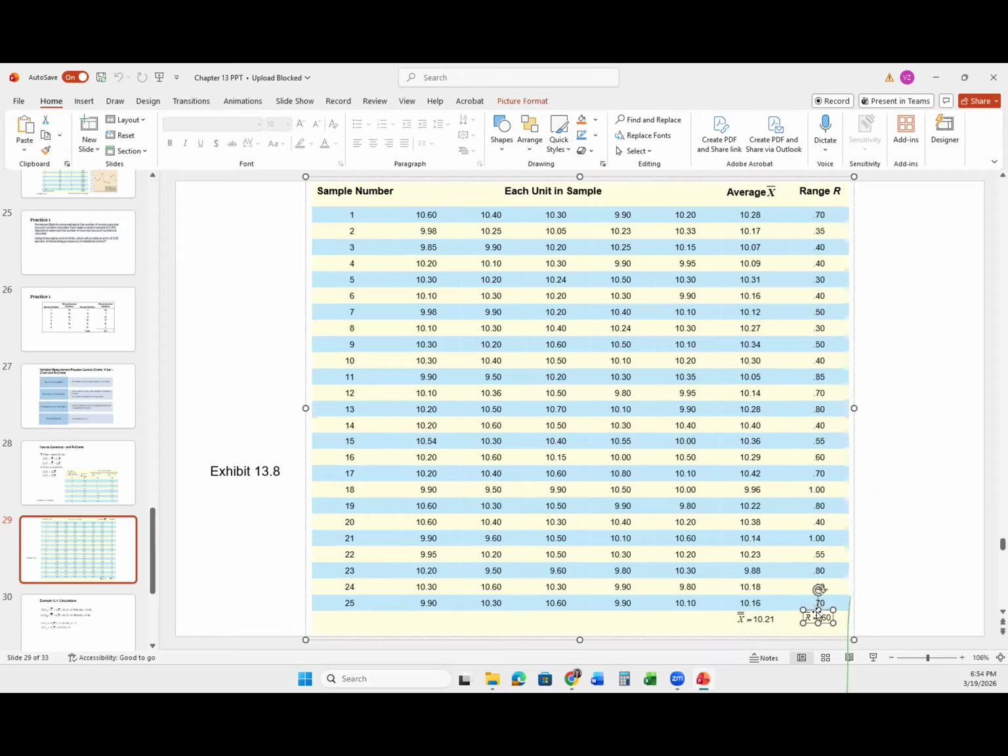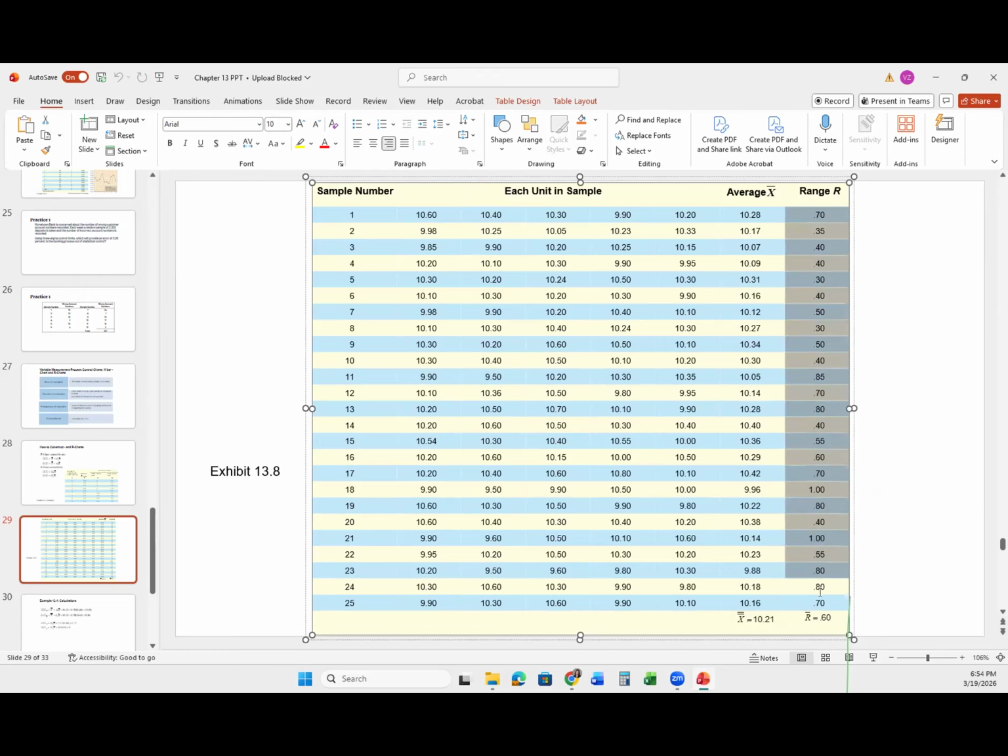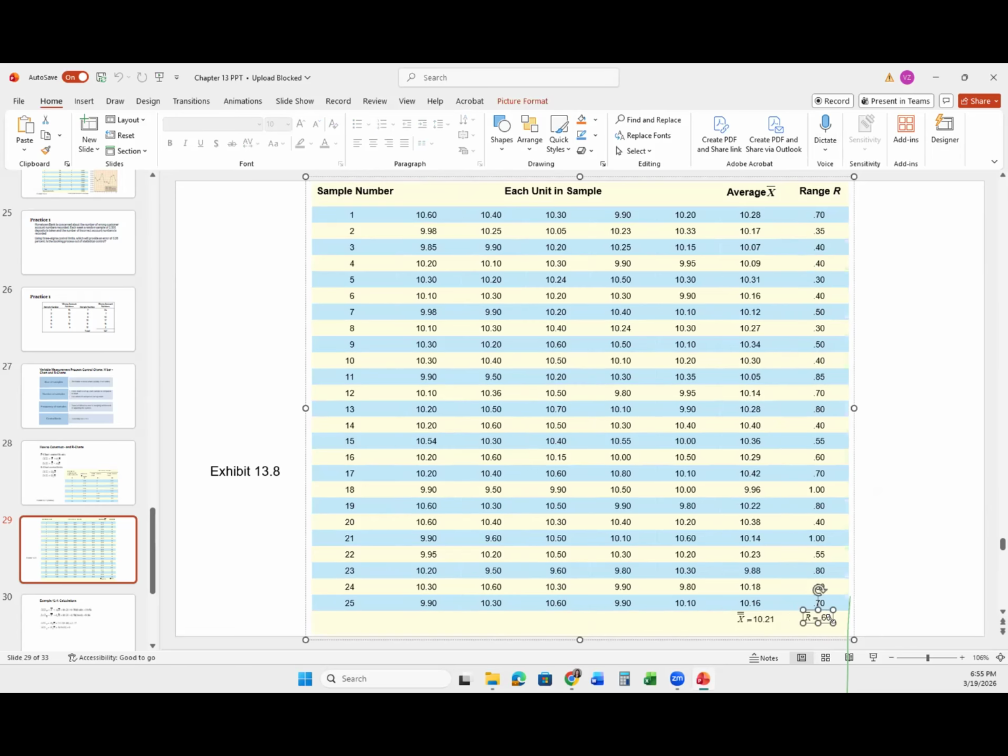Then the average R, the R bar, always has a short line above it. The average R will be the average of the ranges you found here. So you just find the average of all the ranges. Then you will be able to get 0.6. This is the average range.